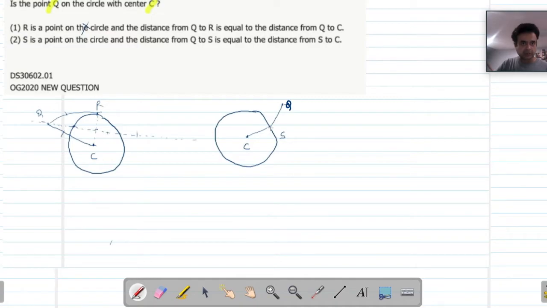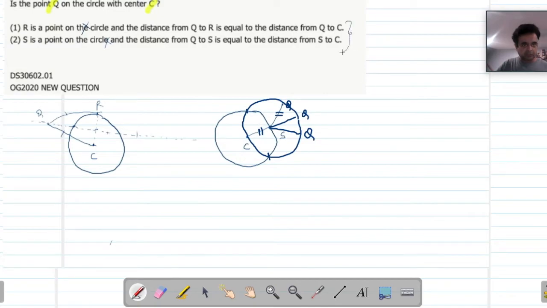But let's look at what other values of Q could be, right? So Q could be here, Q could be here. In fact, Q would be on a circle with center S and C as one of the points of the circle. So Q could be anywhere here. And it would still satisfy the condition that SC would be equivalent. Again, as you can see that for some points, Q is on the circle with center C, and for others, Q is outside and still satisfies condition number 2. So condition number 2 is definitely insufficient.